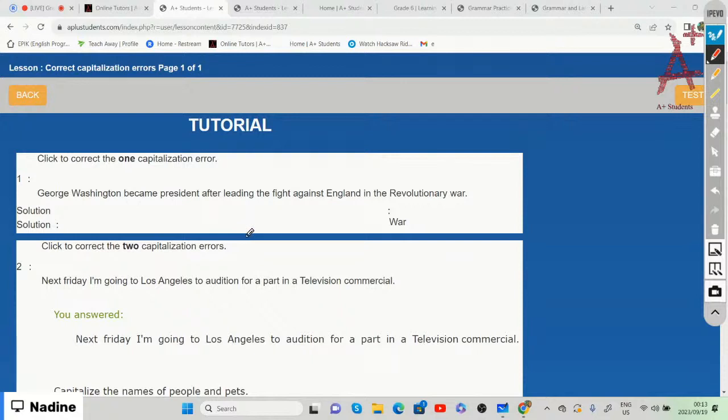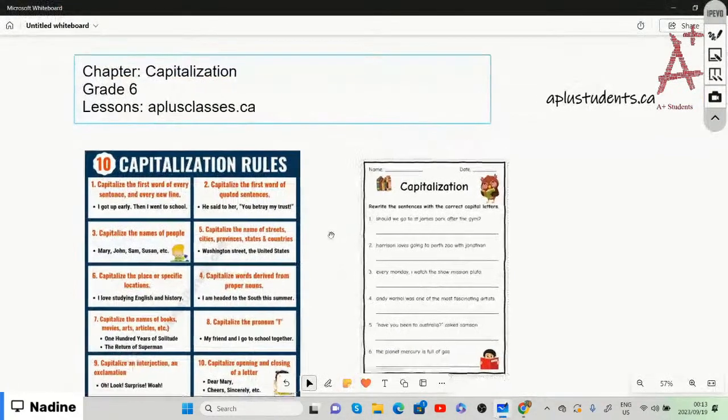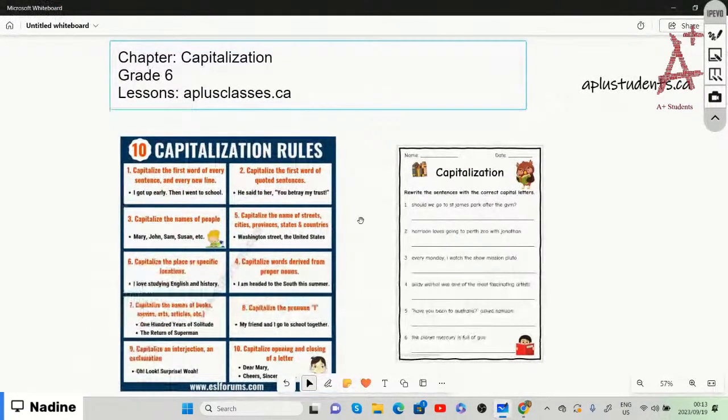That is an example. But today's lesson is not about correcting capitalization errors, right? It is just about capitalization, the things that we need to capitalize. All right, and if we now go to our whiteboard, there are a few rules when it comes to capitalization, and we already went over a few. So we see that this is our chapter of capitalization, grade 6.